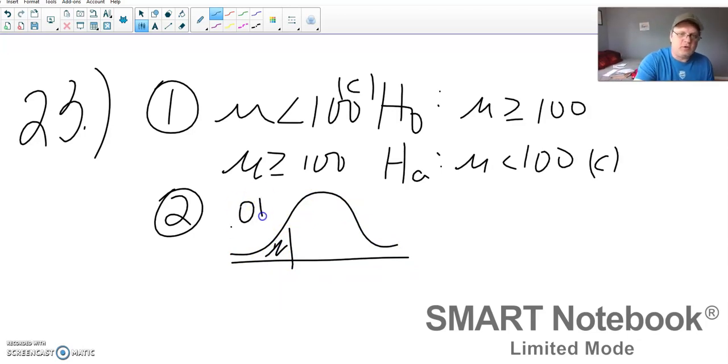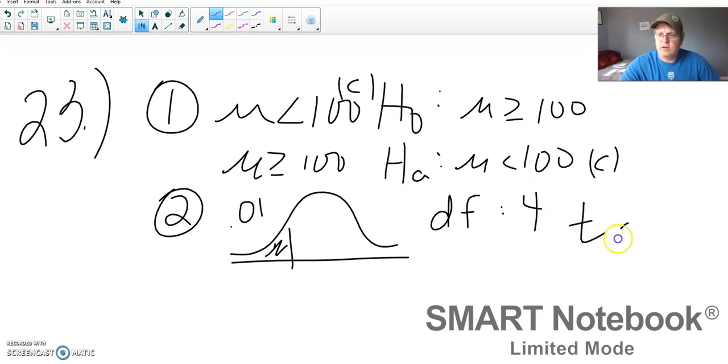Level of significance 0.01. Degree of freedom is 4 because it's a t critical value, since n is less than 30. So my t critical value is negative 3.747.